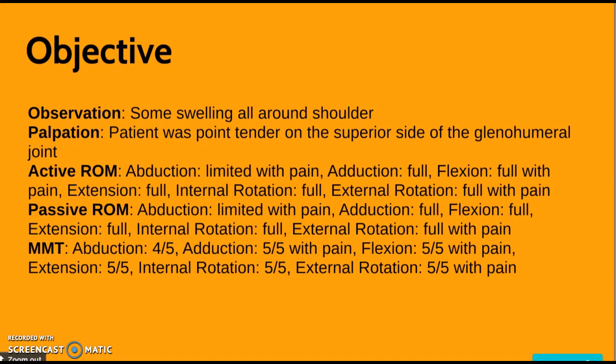For our observations, we saw some swelling all around her shoulder. For palpation, the patient was point tender under the superior side of the glenohumeral joint, or simply above the shoulder area. We then asked Cameron to perform abduction of the arm, adduction, flexion, extension, internal rotation at neutral position, and external rotation. She did these actively, passively, and we tested them once again with the manual muscle testing.